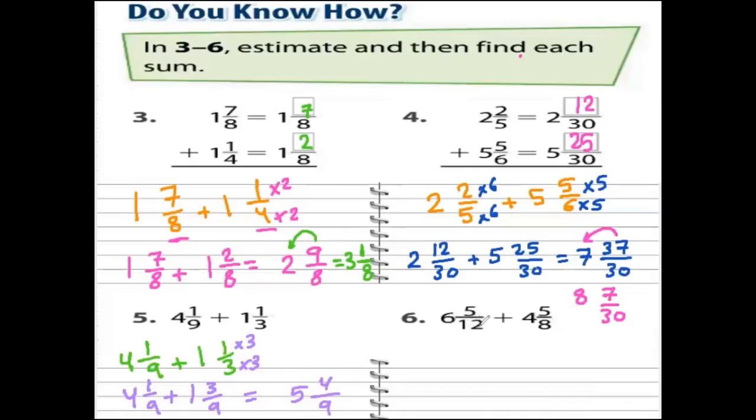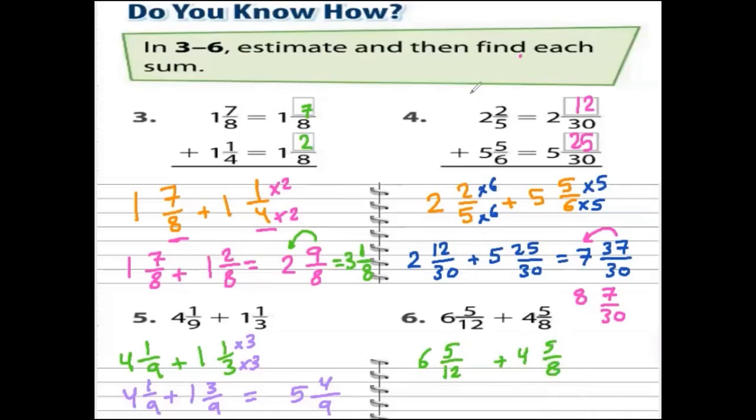6 and 5 over 12. 4 and 5 over 8. I'm going to write them in here again. 6 and 5 over 12 plus 4 and 5 over 8. Okay, I'm going to add the fractions first.